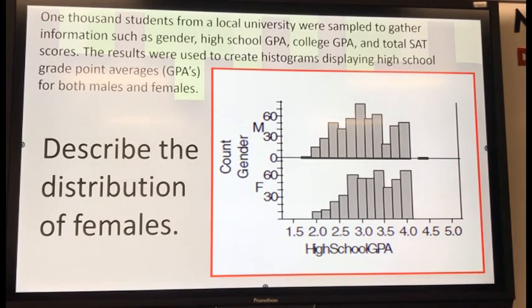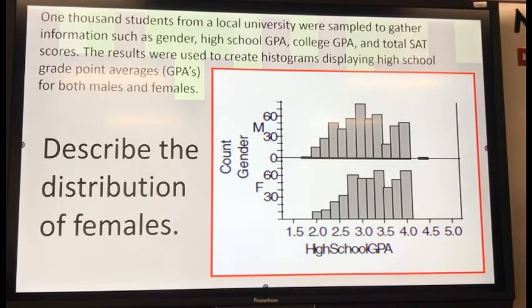Looking at this one, 1,000 students from a local university were sampled to gather information such as gender, high school GPA, college GPA, and a total SAT score. The results were used to create histograms displaying high school grade point averages for both males and females. Describe the distribution of females. So up here, see M, I have males, and down here, females.